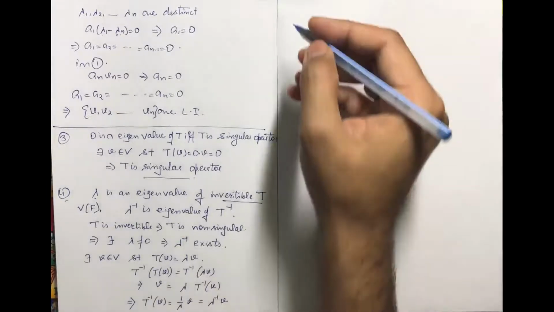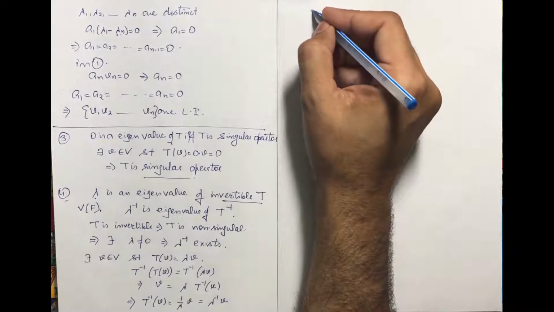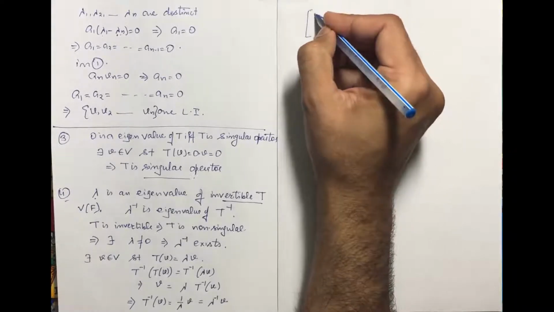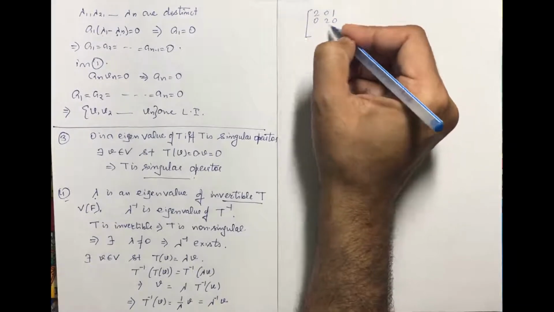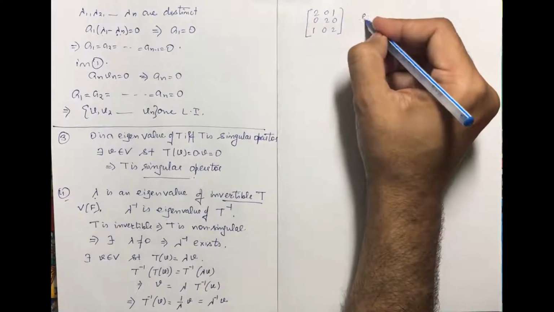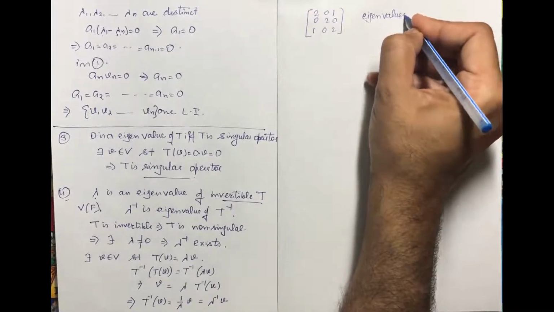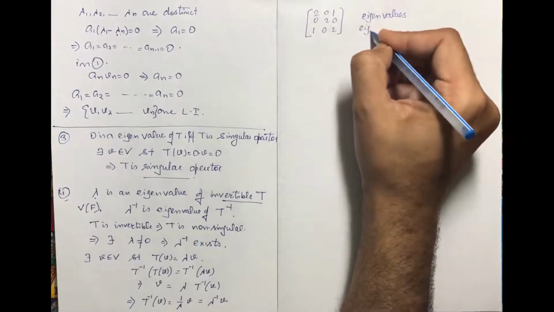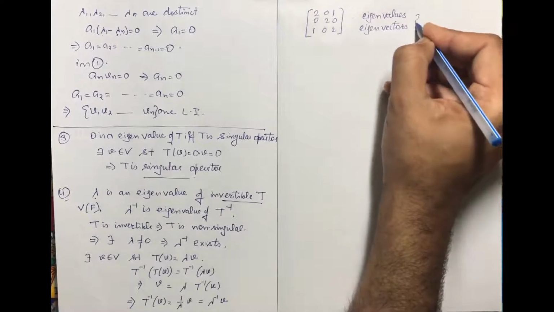So here we discuss a numerical to find eigenvalues and eigenvectors. The question is, we are given a matrix and the question is to find eigenvalues and eigenvectors.